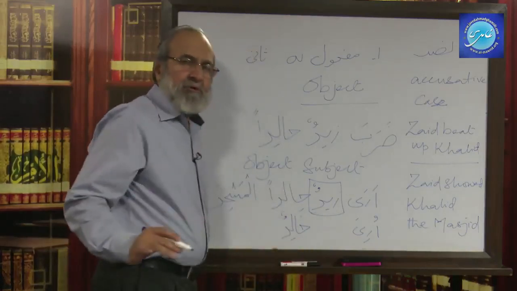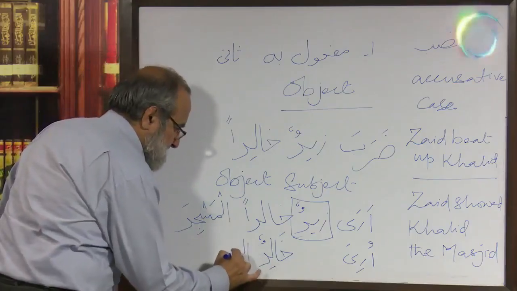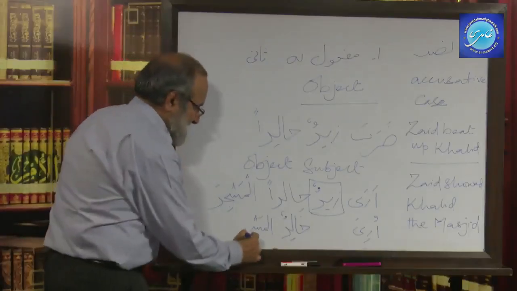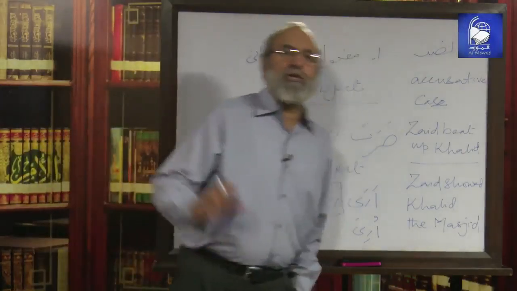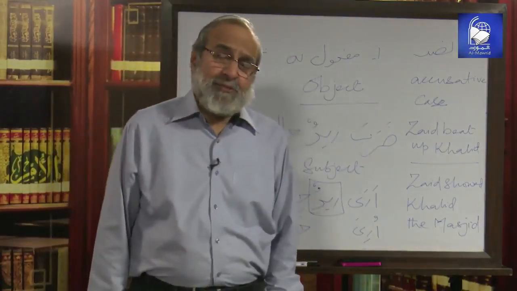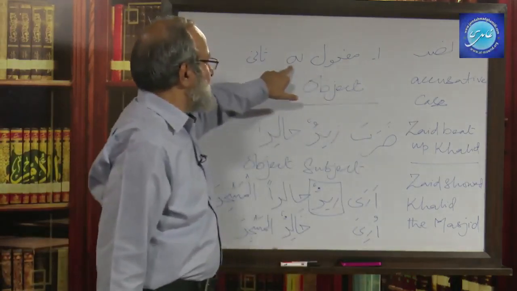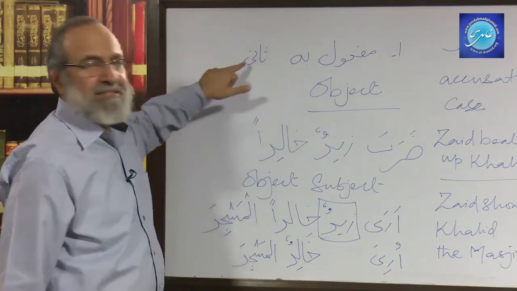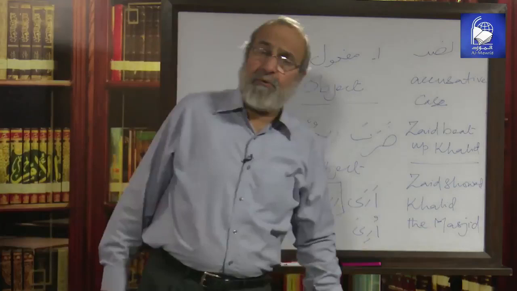The reason why I am talking about it is that Uriya Khalidun is followed by Al-Masjid. Khalid was shown the mosque. This Masjid is going to again be Al-Masjida. It's going to again take the form of Nasab, the accusative case. So what I'm saying is that Maf'ul Bihi would always take the form of Nasab, accusative case. Likewise, Maf'ul Bihi Sani, the second of the objects, is also going to take the same form.